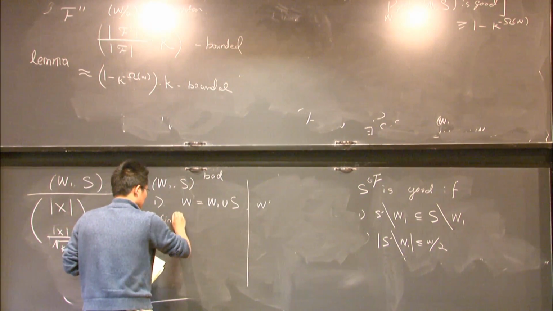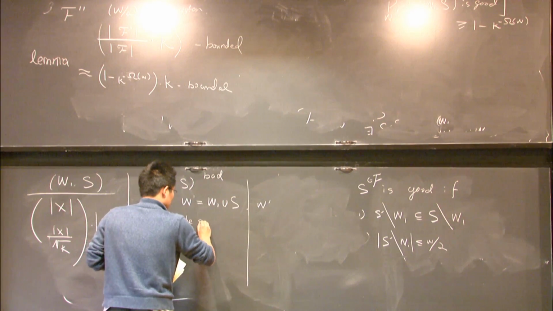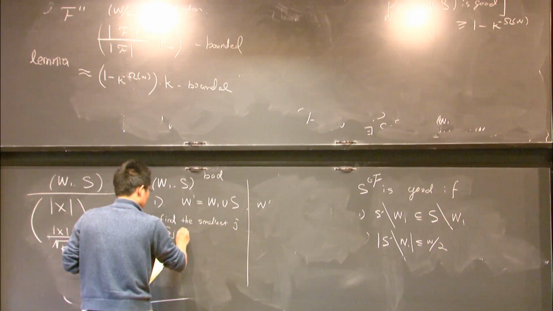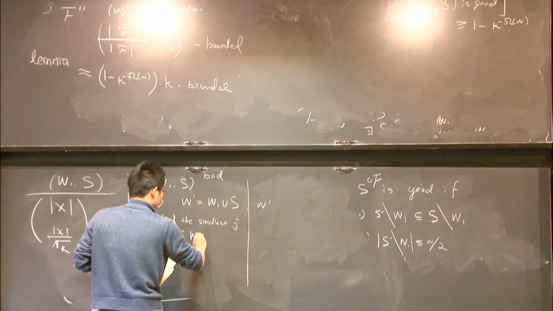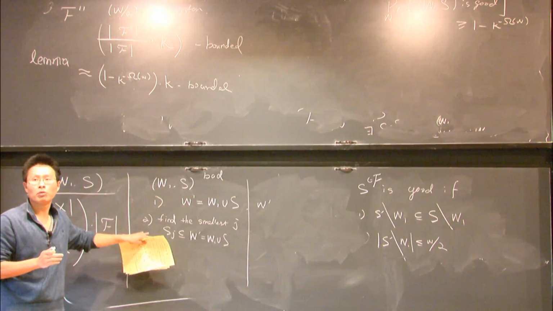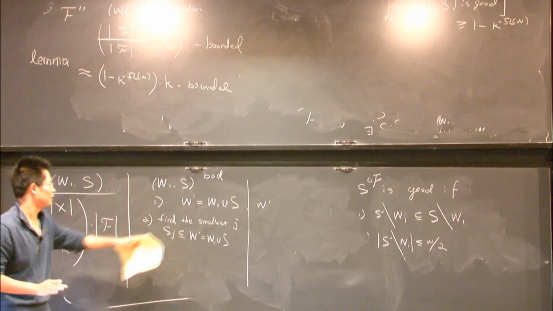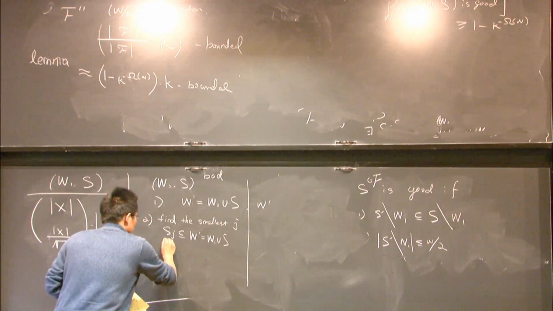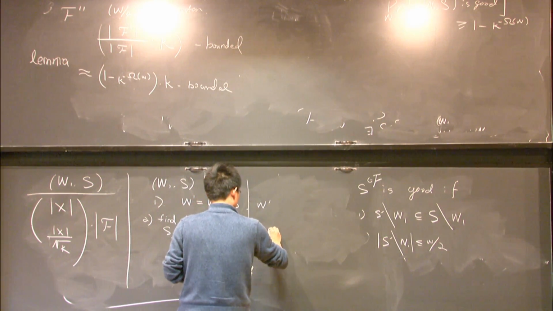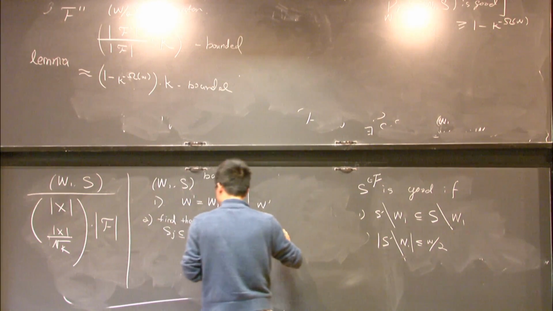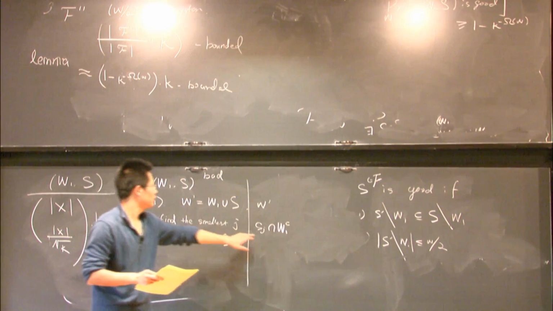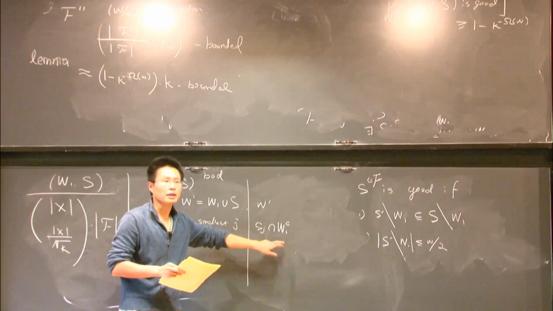Find the smallest J such that Sj is covered by W prime. Given W prime, we'll always find the Sj. Sj is just the first set that is covered by it. Now we're going to encode Sj intersect the complement of W1. So we just encode the intersection of Sj and the complement of W1.